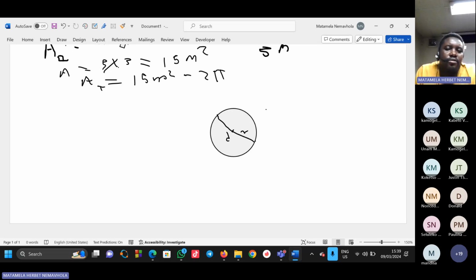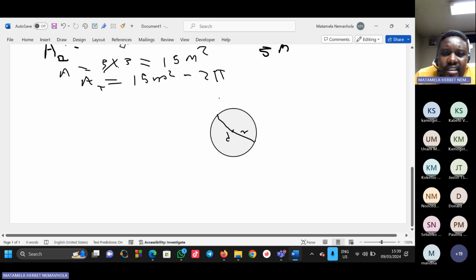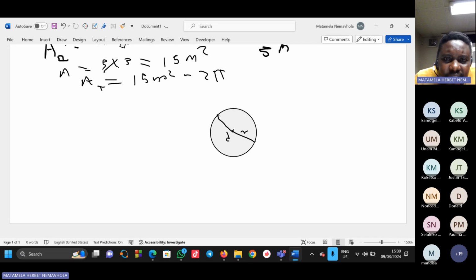You'll have to divide by 2. So let's say, for example, the other thing that you must know, when we say circumference of a circle, right? Circumference of a circle is when you are rounding. You can start from anywhere in the circle, you are rounding, you see, up to there, you come back. That's the circumference of a circle.